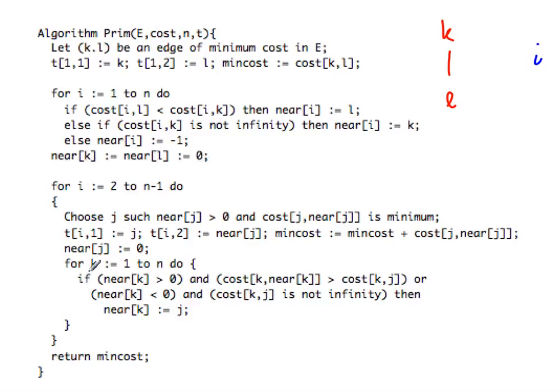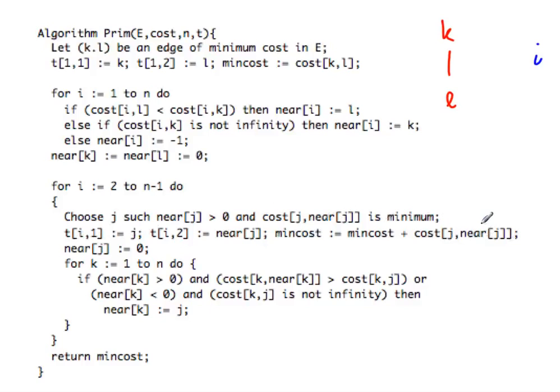Now we run through the remaining vertices exactly as we had described informally before. We choose that J such that there is a positive value, so it's outside the tree, okay? And so it is greater than 0, it's not -1 either. It is connected and it is not in the tree. And we find that its cost among all such J is minimum. Having identified this, we will now add this as our new edge. So we will now say that the ith edge has endpoints J and near J. The minimum cost is increased by the cost of this edge.